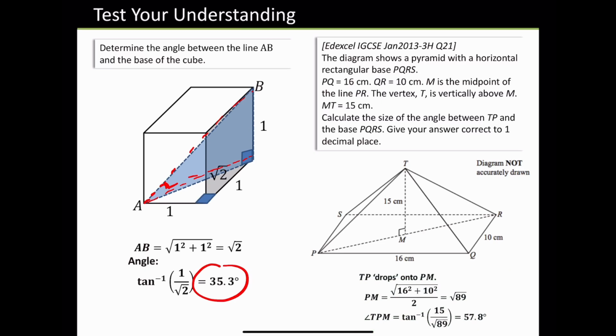So 2p drops onto pm. So therefore you should have 57.8 as your answer for this.